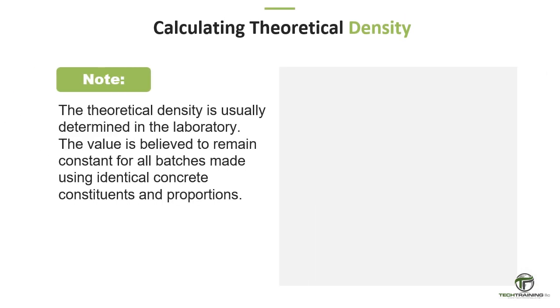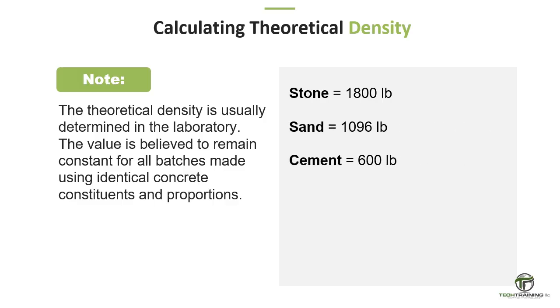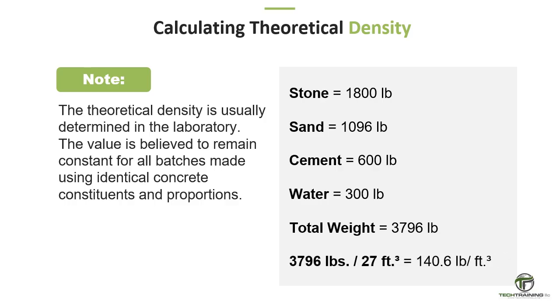The theoretical density is usually determined in the laboratory. The value is believed to remain constant for all batches made using identical concrete constituents and proportions. So here, we have 1,800 pounds of stone, 1,096 pounds of sand, 600 pounds of cement, and 300 pounds of water. The weight of our total materials batched is 3,796 pounds, divided by 27 cubic feet, gives us a theoretical unit weight of 140.6 pounds per cubic foot.